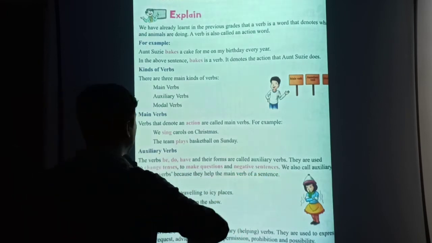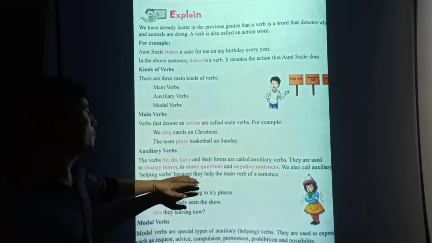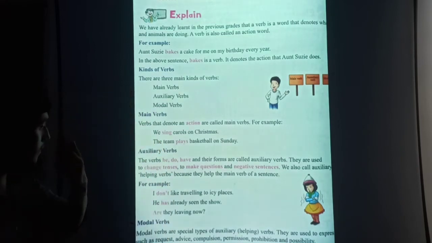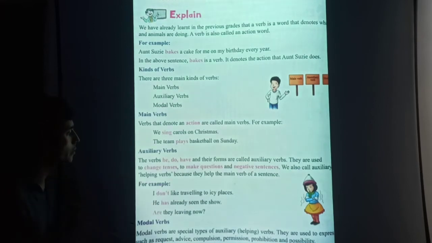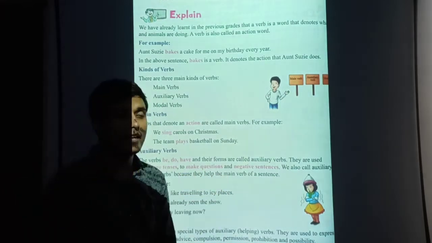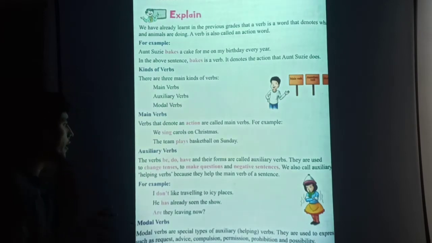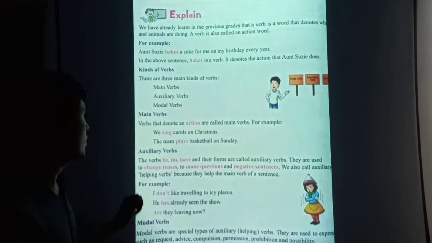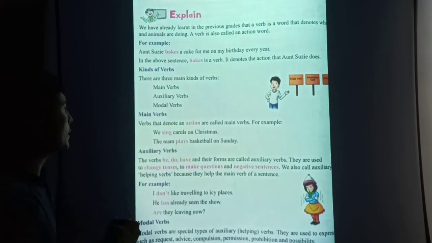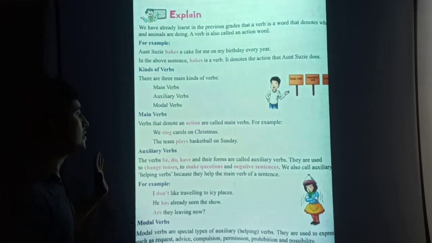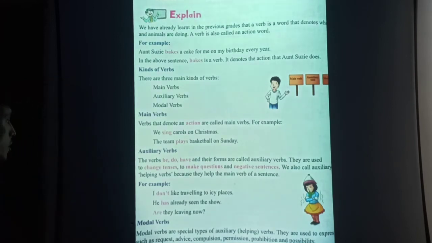We will see how they are used to change tenses and to make questions and negative sentences. We call auxiliary verbs helping verbs because they help the main verb of a sentence. As I have already told you, these verbs help main verbs to depict tenses, questions and the negative part in the sentence.